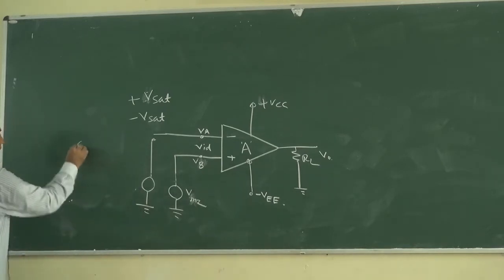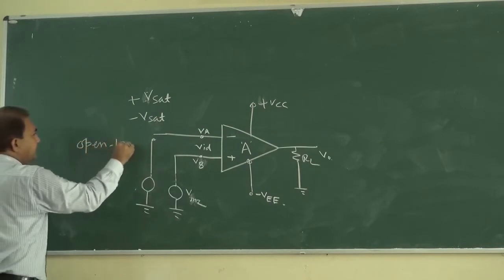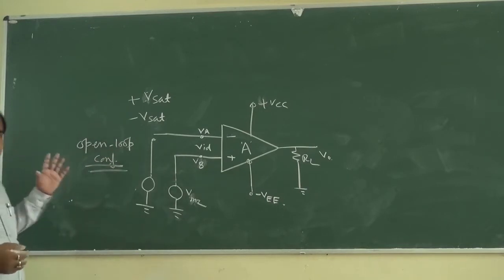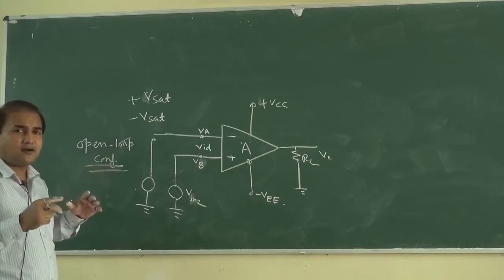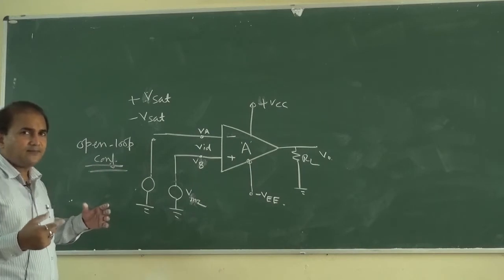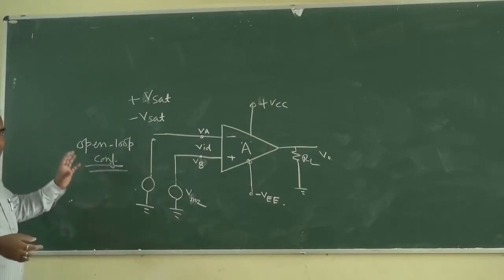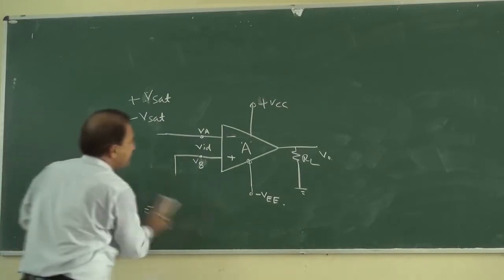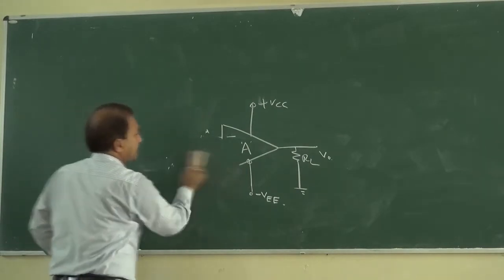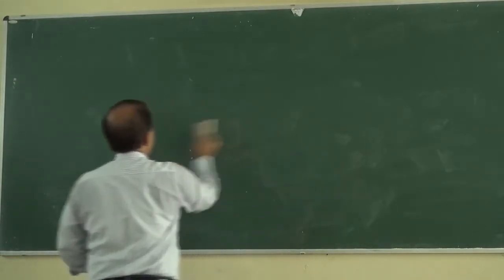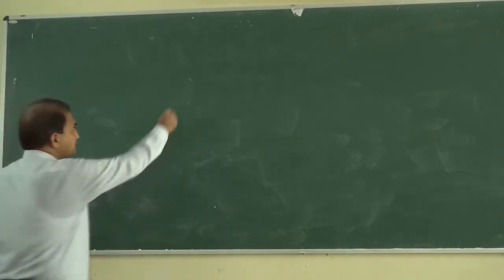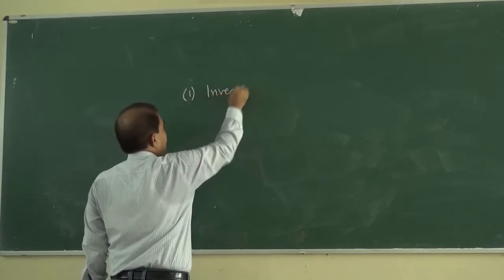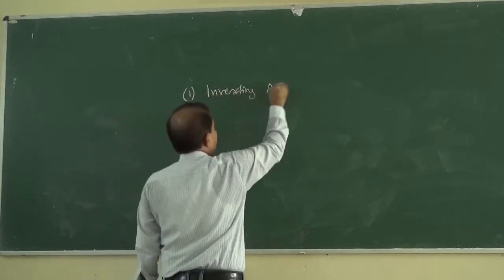So open loop configuration is generally used for generation of square waves. We have to see the three types of configuration in open loop. In case of open loop, the first configuration that we will see is the inverting amplifier.